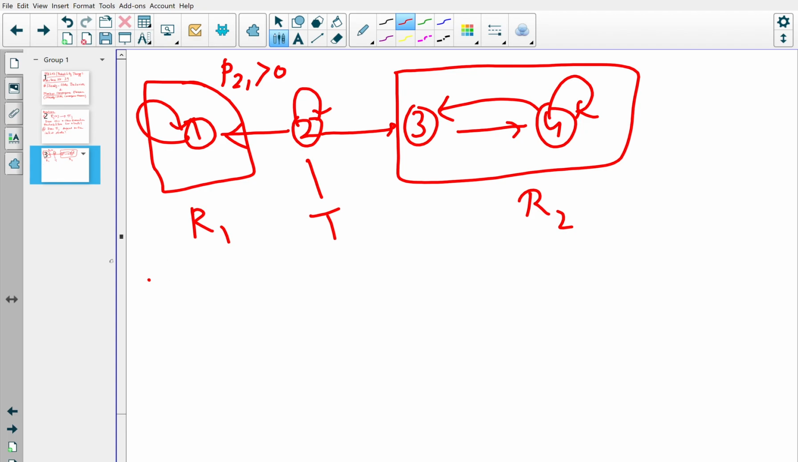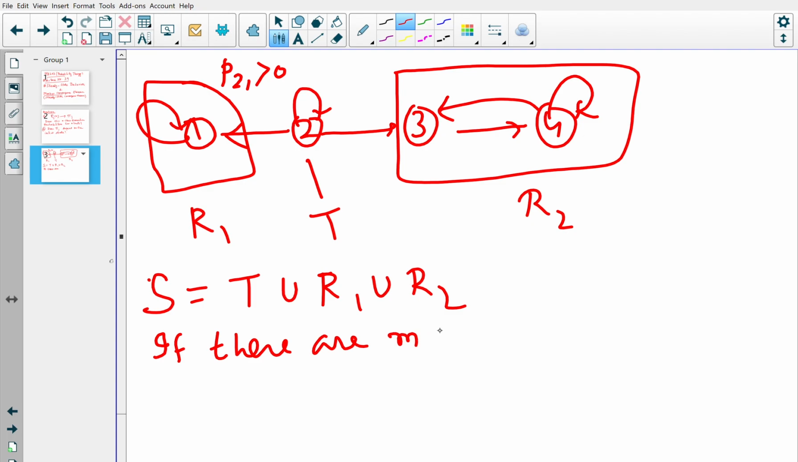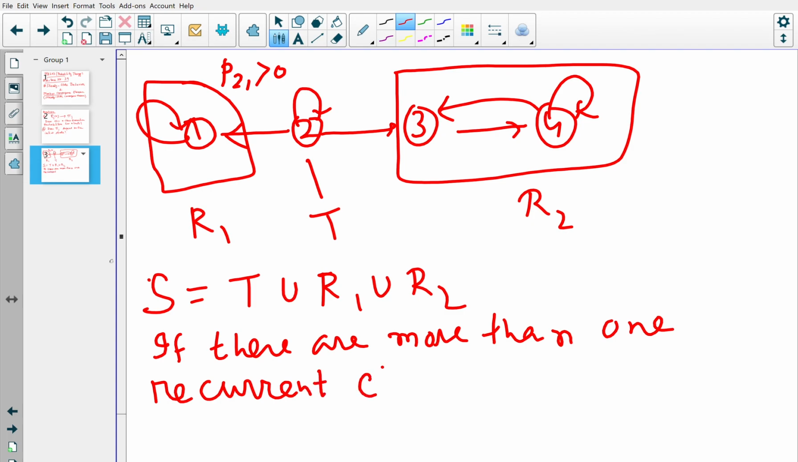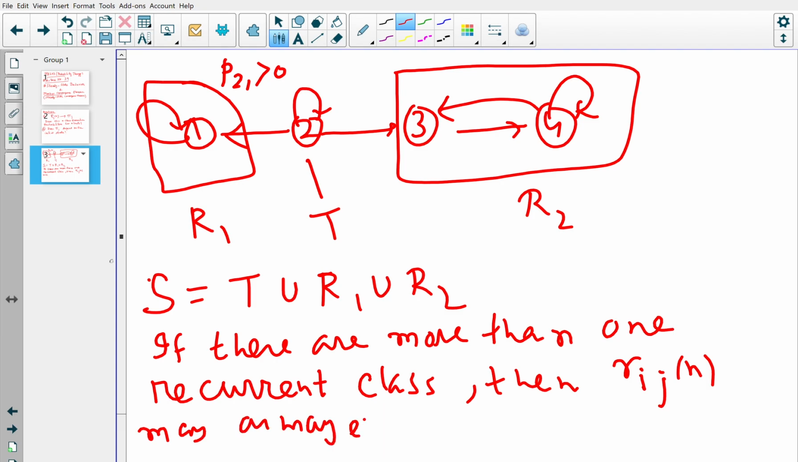Here the Markov chain states are T union R1 union R2. When there is more than one recurrent class, then r_ij(n) may or may not exist. Because if you start with 3, then you cannot come to 1.